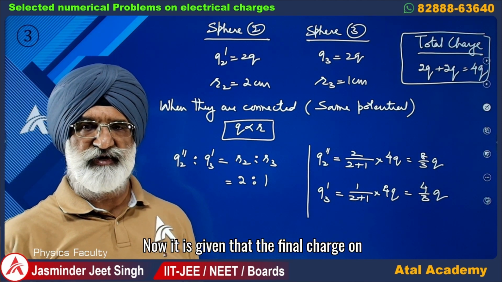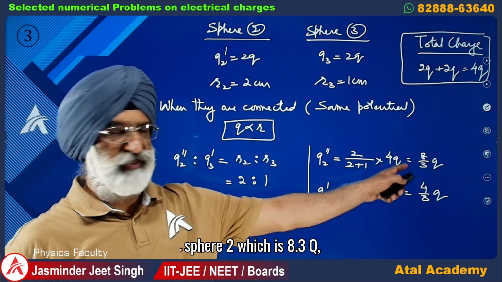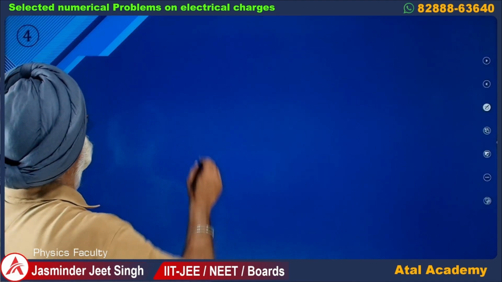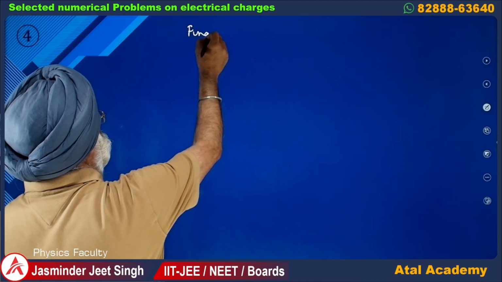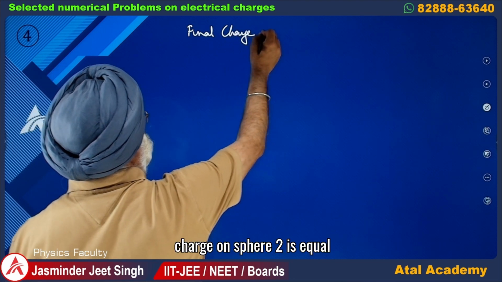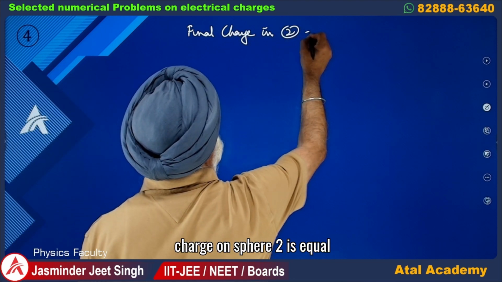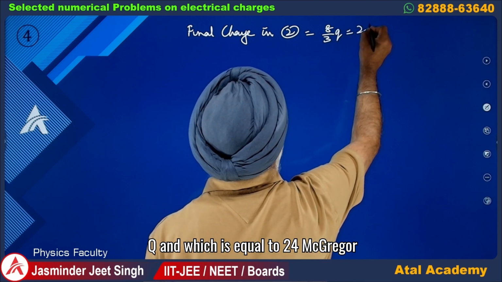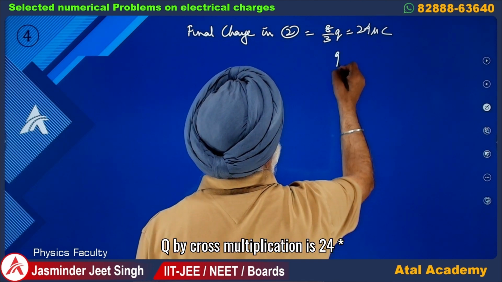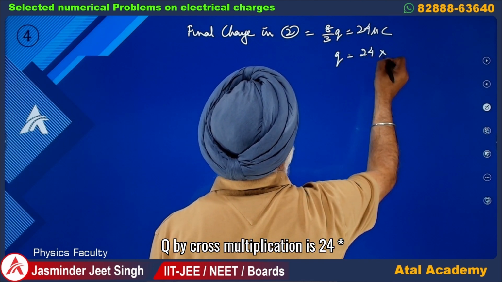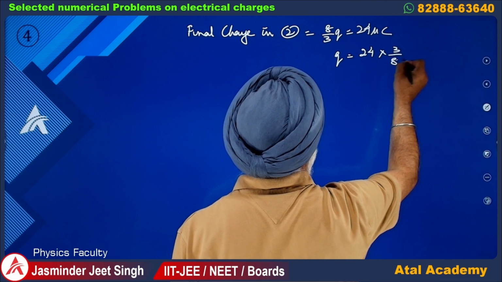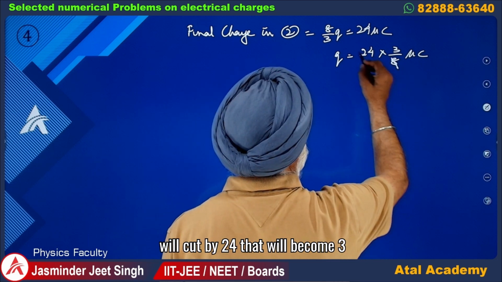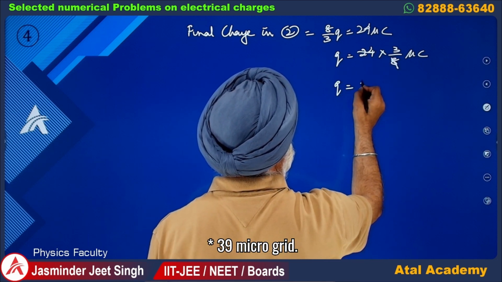These are the final charges on sphere 2 and sphere 3. Now it is given that the final charge on sphere 2, which is 8 upon 3Q, is equal to 24 microcoulomb. Final charge on sphere 2 is equal to 8 upon 3Q, and which is equal to 24 microcoulomb. Q by cross multiplication is 24 into 3 upon 8 microcoulomb. Now 8 will cut with 24, it will become 3 into 3, 9 microcoulomb.